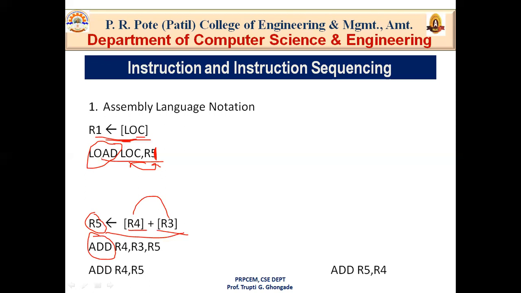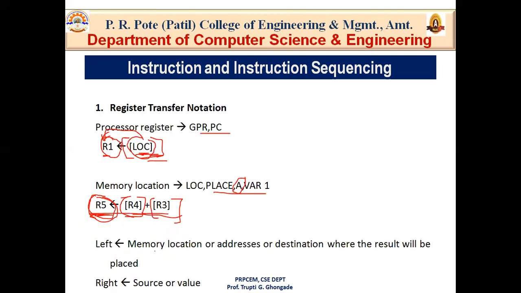So the first two are our source, and the rightmost is our destination. Now in assembly language, R4 and R3 are the source, and the rightmost, that is register R5, is our destination. So if I write add R4, R5, then always the rightmost is our destination and the leftmost is our source. But in register transfer notation, the leftmost is your destination and the rightmost is your source.